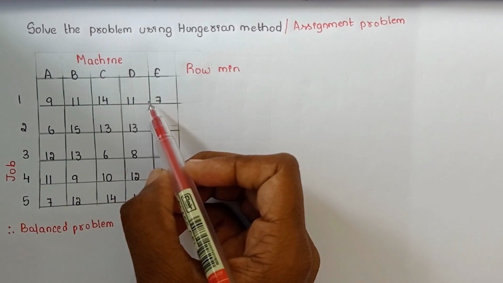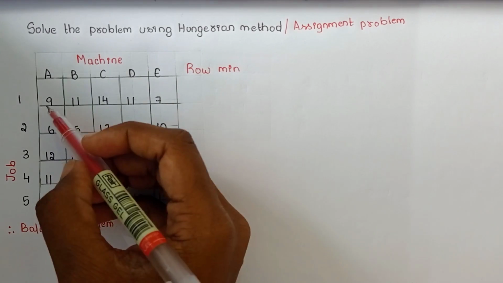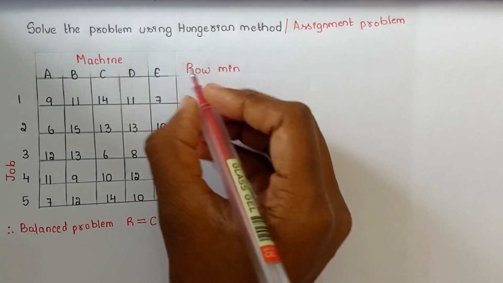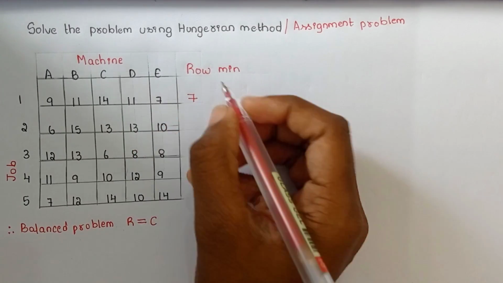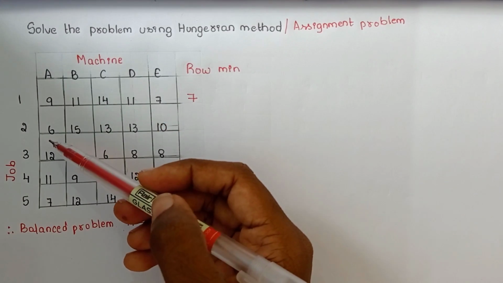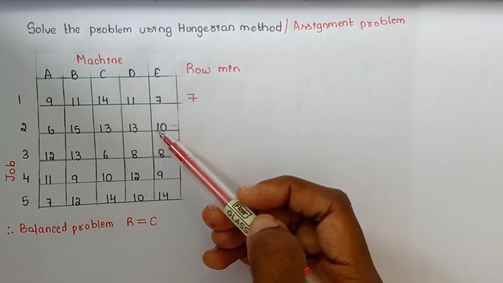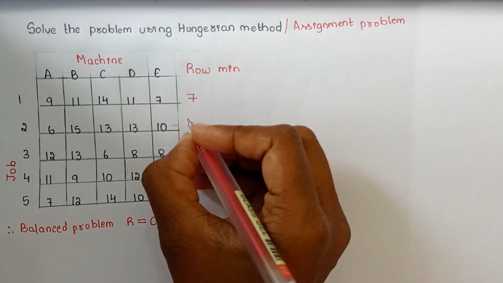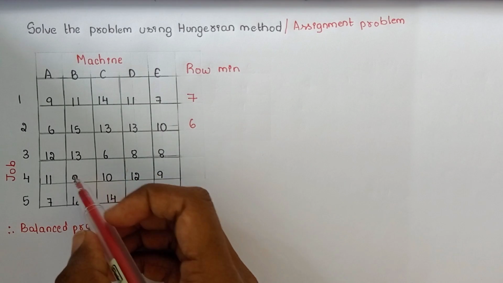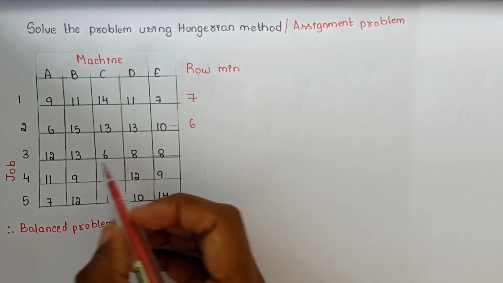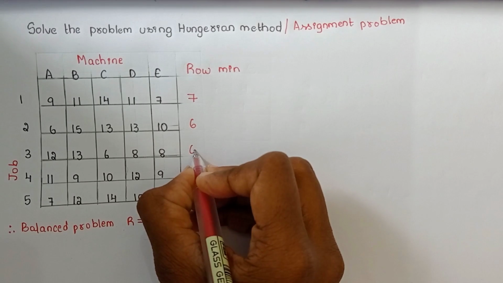So in the first row the minimum value is 7. Among 9, 11, 14, 11 and 7 the minimum value is 7. So I will write 7. In the next row the values are 16, 15, 13, 13 and 10. Among these the least value is 10. In the third row the values are 12, 13, 6, 8 and 8. Among these the least value is 6.